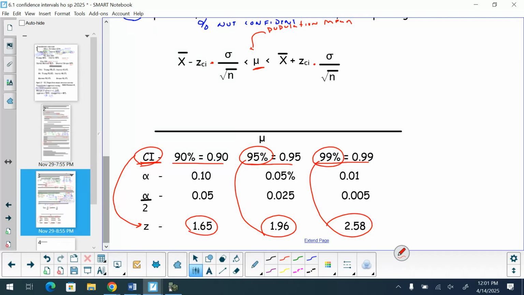And you can look at your table here as you do your problems for the day and pull out the z value. Tomorrow you're going to get another table that will have them on there for you. So it'll be a lot easier for you to deal with. But for today and for homework today, you can use these values here.